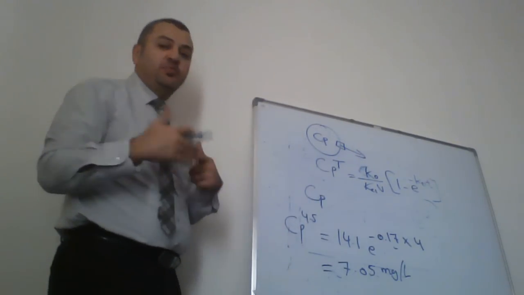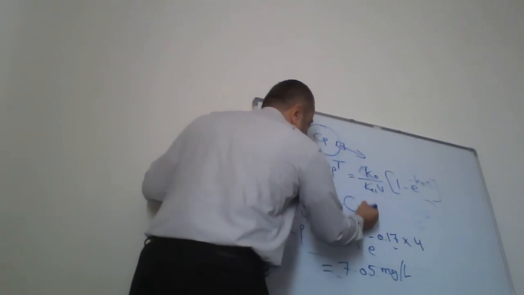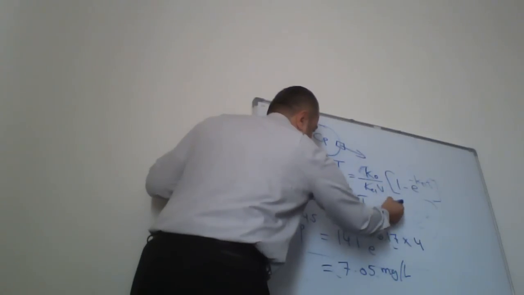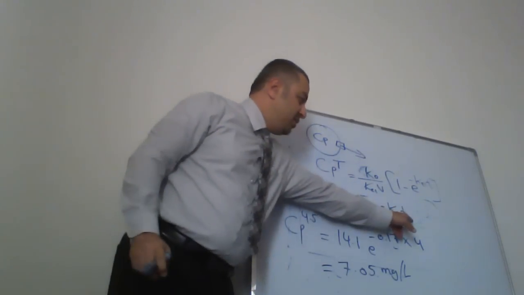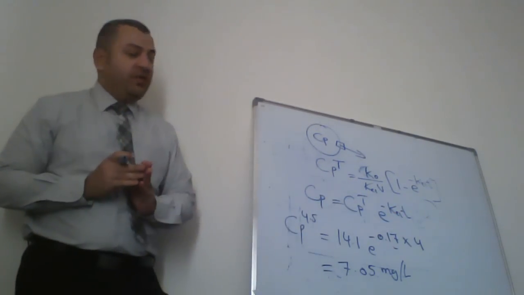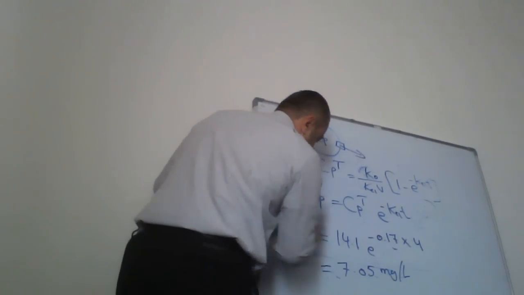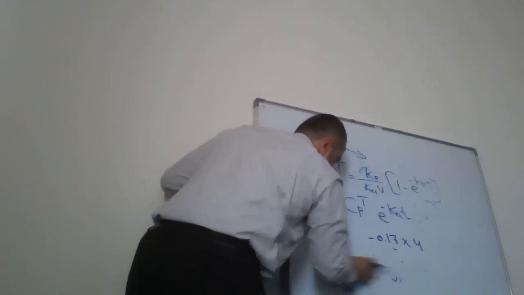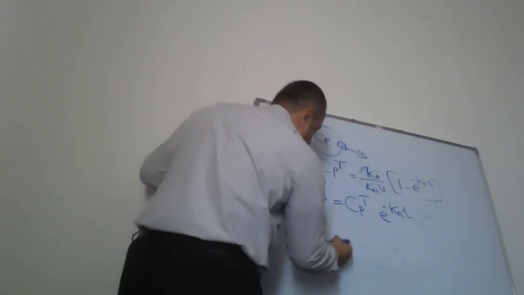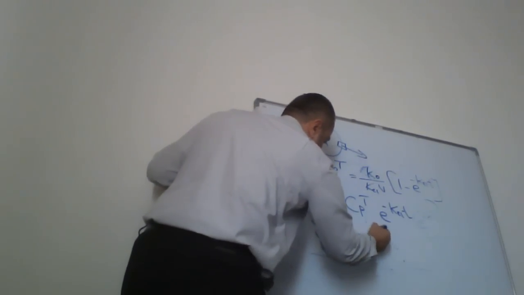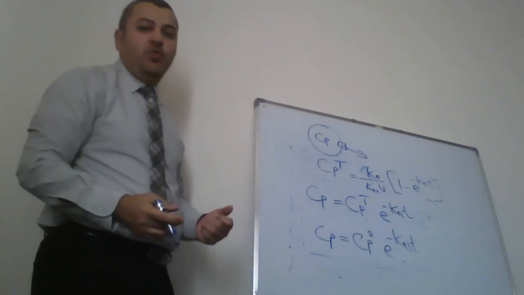Now I'm talking about post infusion. After I finish the infusion, the concentration will be equal to CPT capital E to the power of minus KL T. Again, the T here is actually from the stopping of the infusion. Of course, if you compare it to the IV bolus administration, it's almost the same. For IV bolus administration, CP is equal to CP0 E to the power of minus KL T. It's almost the same equation.